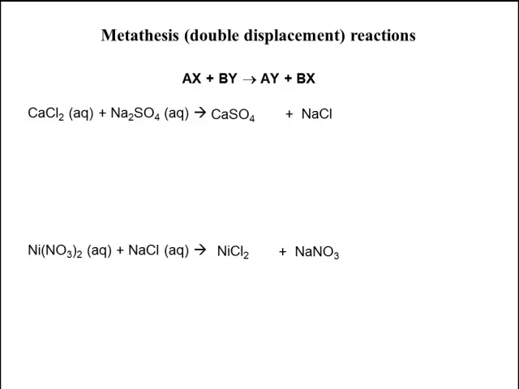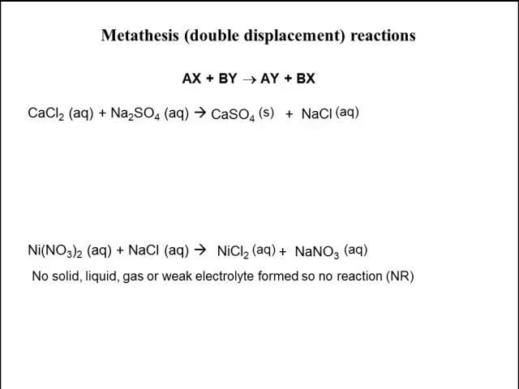All right, let's look at the calcium chloride reacting with the sodium sulfate. When we look at the rules and apply them to calcium sulfate, we get a solid. Sodium chloride, it's going to be aqueous. So we know a reaction's occurred, and it's a precipitation reaction because we formed a solid. All right, the next one, let's look at the nickel 2 chloride formed. That's going to be aqueous. The sodium nitrate, it's going to be aqueous. So that would be a no reaction.